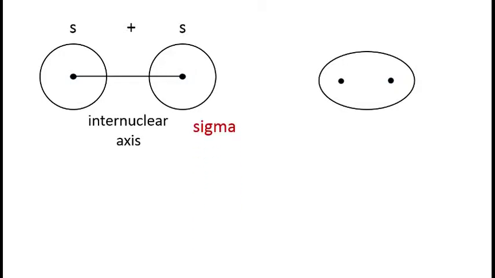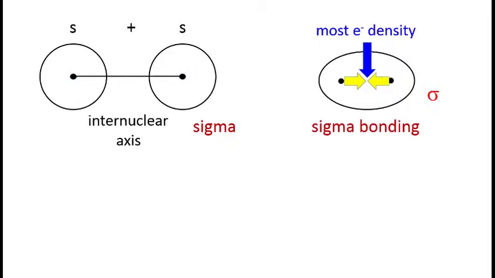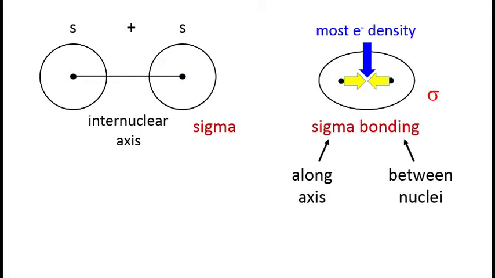When we draw the molecular orbitals, we show that most of the electron density is between the nuclei. Because of this, there is actually a force to pull the nuclei toward the center of the molecule. We call this a sigma bonding molecular orbital, and we give it the symbol sigma. Again, this is sigma because most of the electron density is along the internuclear axis, and it is bonding because most of the electron density is between the nuclei.